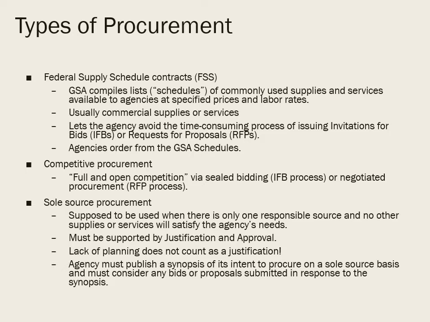There's also a variety of types of procurements. So there are Federal Supply Schedule, FSS contracts. The GSA compiles lists that they call schedules of commonly used supplies and services. They usually negotiate a discounted rate. These are usually for commercial items or services, and it basically allows agencies to pick off of a government wish list rather than go through the time-consuming process of issuing their own invitations for bids or requests for proposals and then vetting the contractors. So instead, the GSA's website allows a purchase with the click of a mouse, just like you or I would get on Amazon.